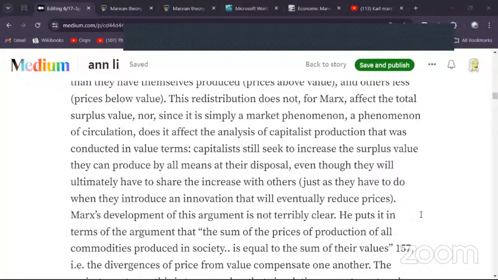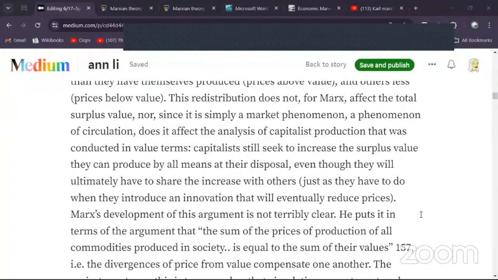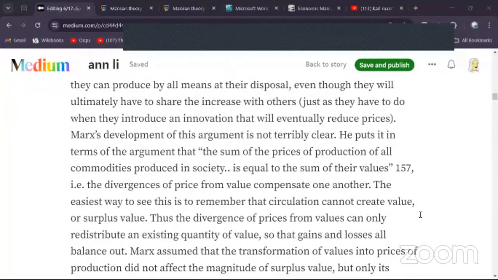Marx's development of this argument is not terribly clear. That's what I'm trying to suggest. He puts it in terms of the argument that the sum of the prices of production of all commodities produced in society is equal to the sum of their values, which is going to confuse Marxists for decades. The divergences of price from value compensate one another.